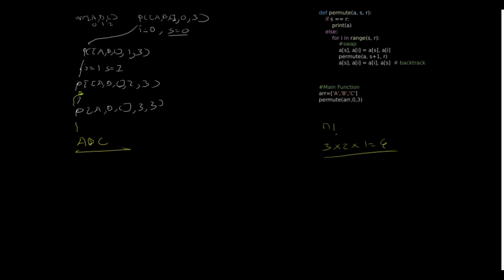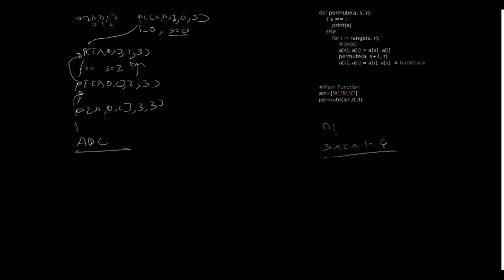We go back. You can see 2 is the end of the array, so 2 is the end of the for loop. That's where the for loop ends when we loop through it. So we go back here to P, and now I is 2 and S is still 1.